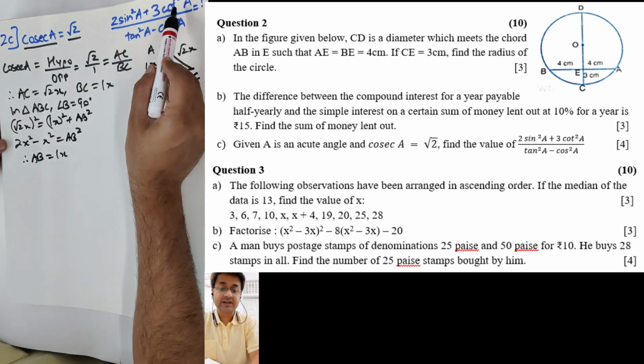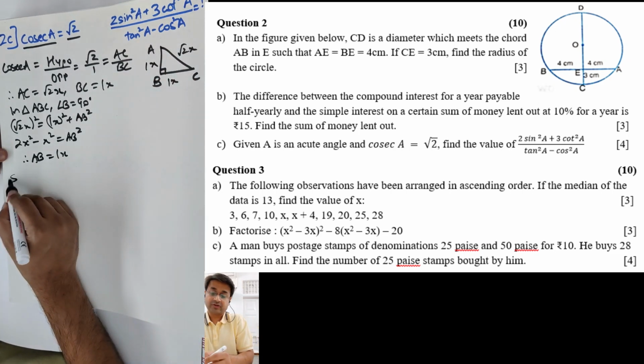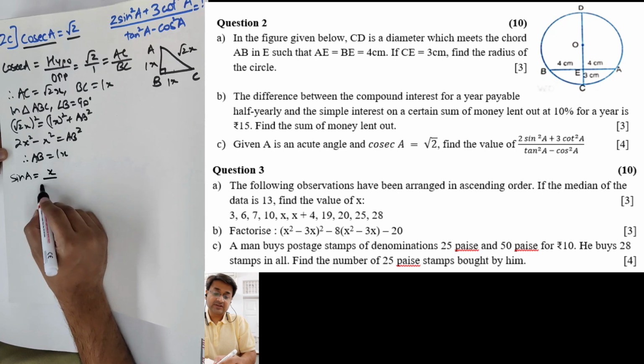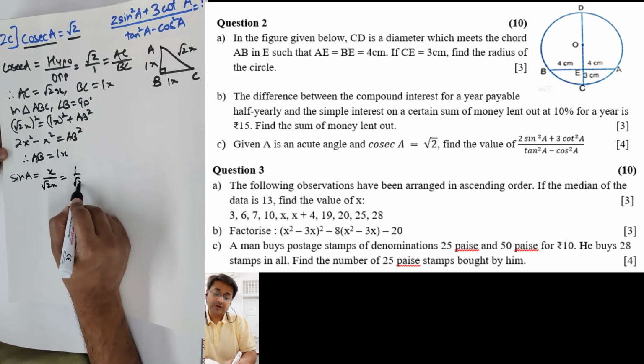Now what do I need? I need sine, cot, tan, cos, all of them. So sine A, opposite upon hypotenuse, that is x by root 2x, so 1 by root 2.